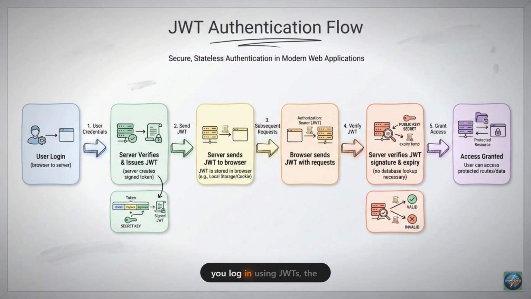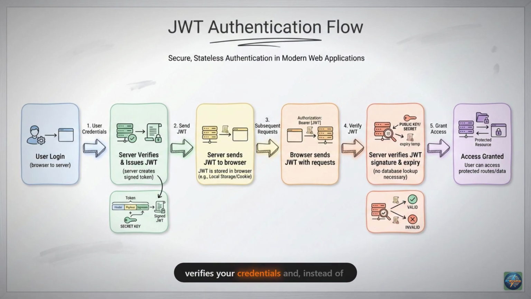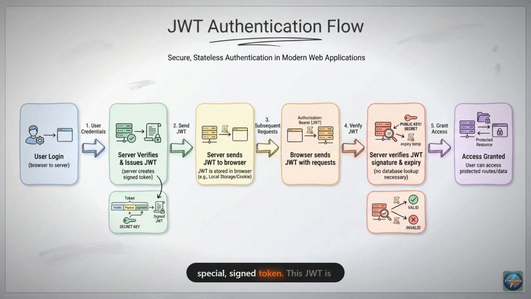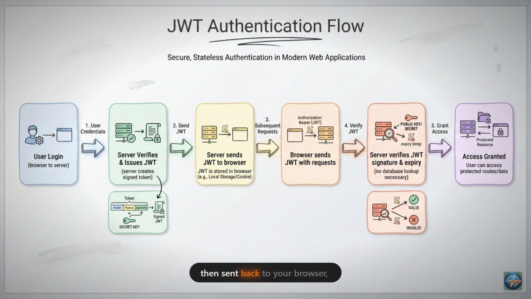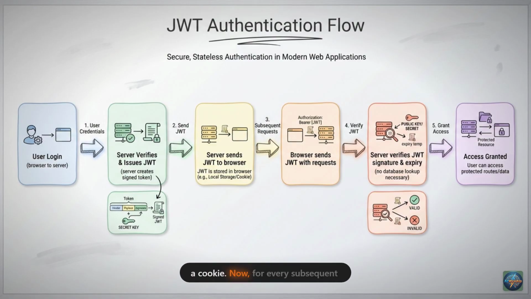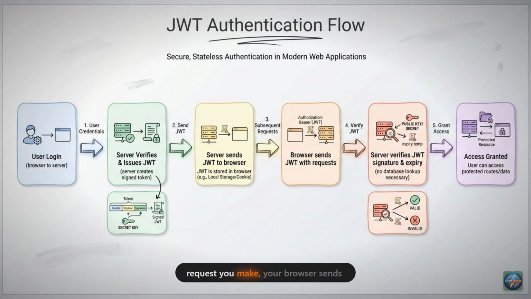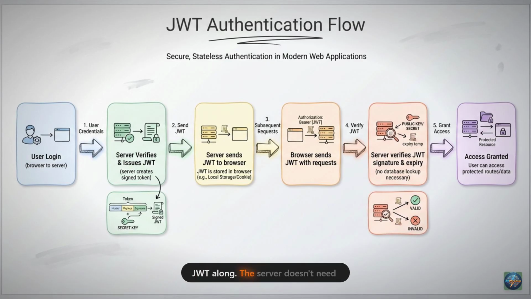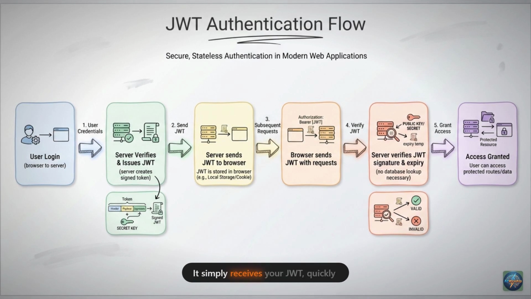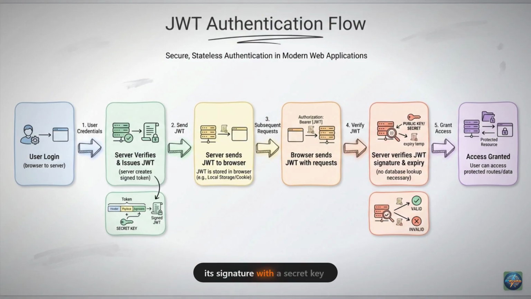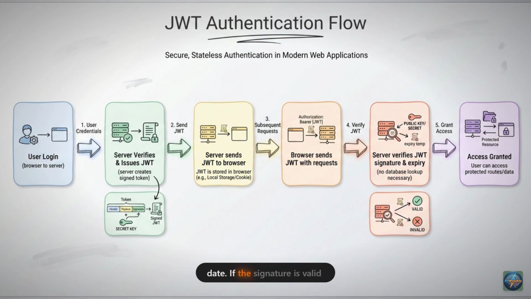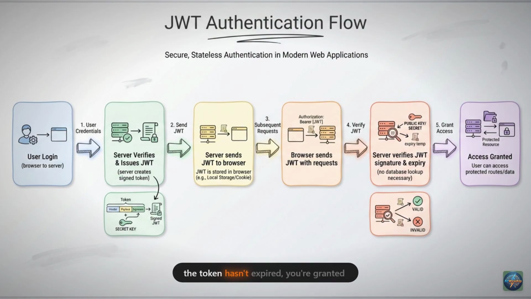When you log in using JWTs, the server verifies your credentials and, instead of creating a server-side session, it generates this special signed token. This JWT is then sent back to your browser, which stores it, usually in local storage or a cookie. Now, for every subsequent request you make, your browser sends this JWT along. The server doesn't need to look up anything in a database. It simply receives your JWT, quickly verifies its signature with a secret key it already knows, and checks the expiration date. If the signature is valid and the token hasn't expired, you're granted access.